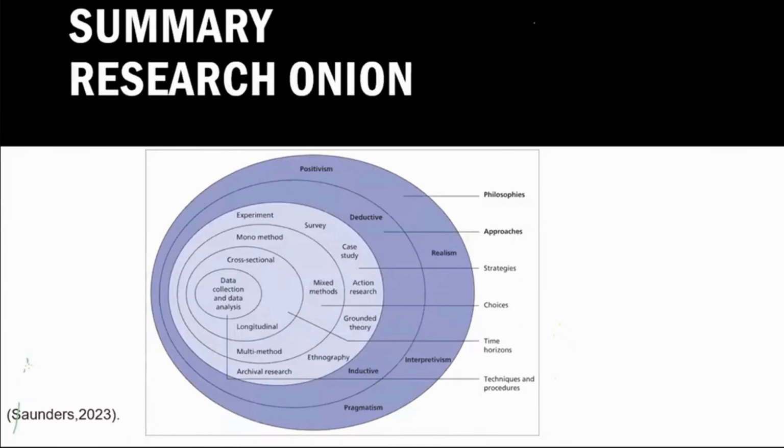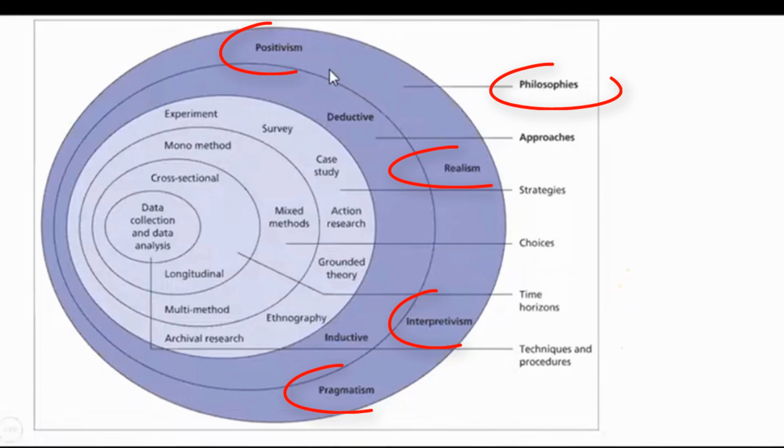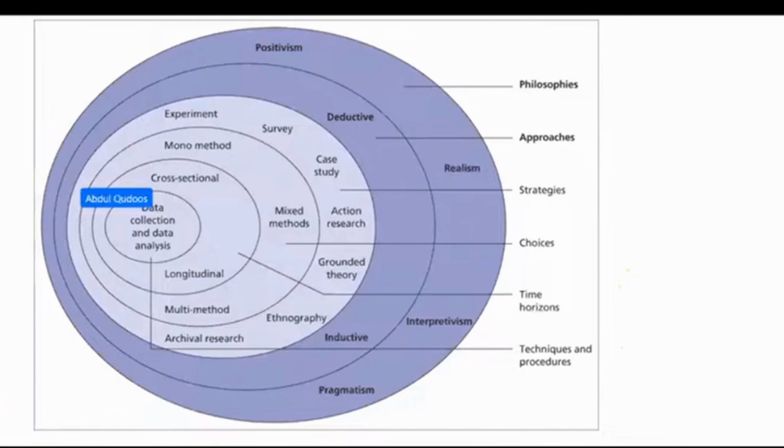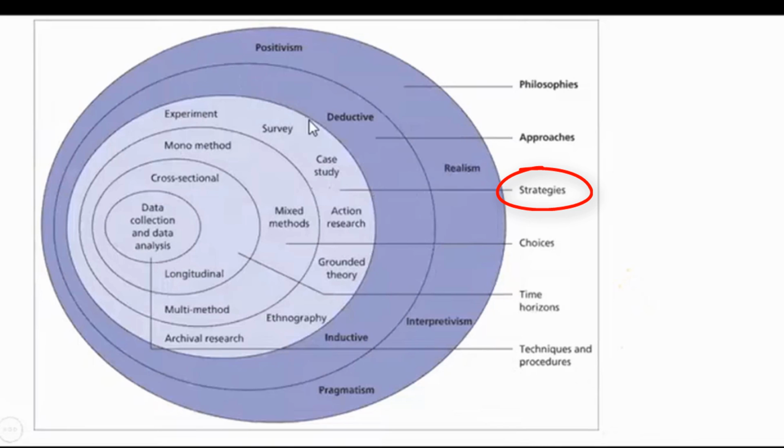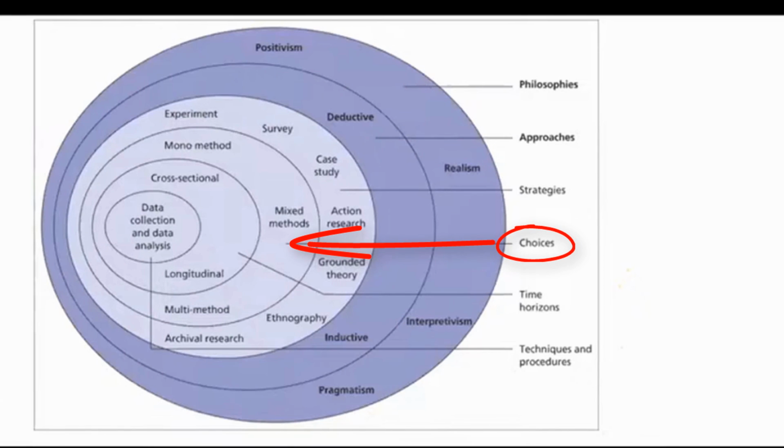If I summarize the whole research process, this is the research onion given by Mark Saunders. You can see the outermost layer shows the philosophies: you can go for positivism, realism, or interpretivism. Then we have approaches: deductive approach or inductive approach. Then we have research strategies, as I discussed: experiment, survey, case studies, action research, grounded theory, and others. And then there are choices: are you going to use a mono method, meaning just a questionnaire, or a mixed method, or a multi method?